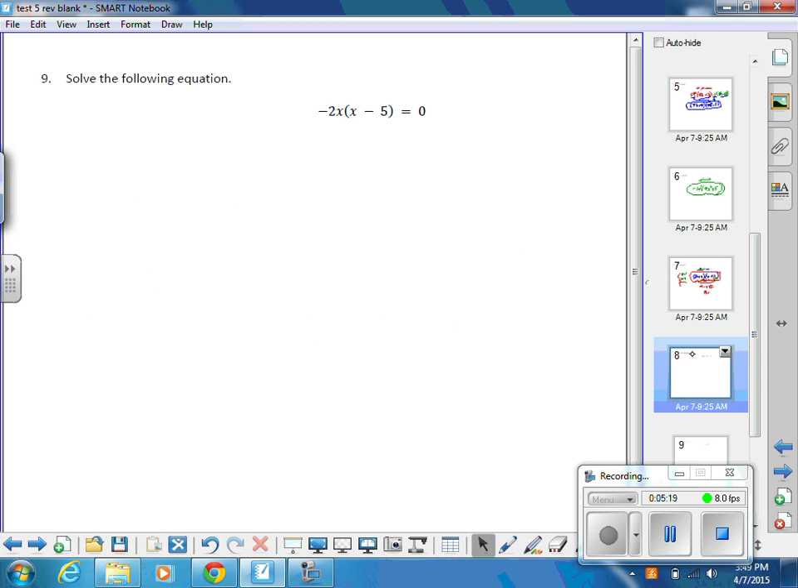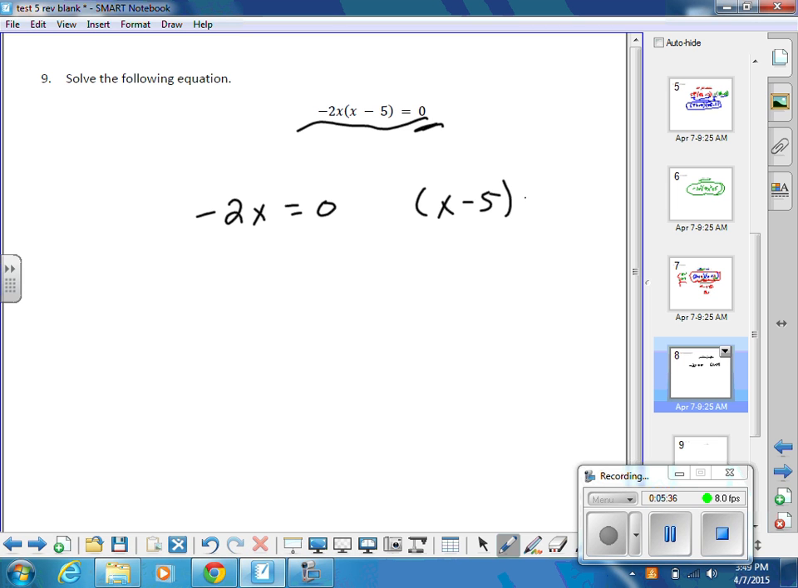Okay, let's look at this next one here. Solve the following equation. It's already been factored for me. I don't have to factor anymore. It's set equal to 0, so I don't have to move anything over to the other side. To do this, you set the individual factors equal to 0, just like this, and you solve for x.